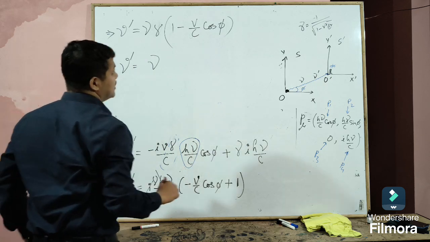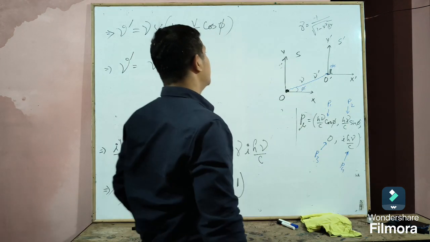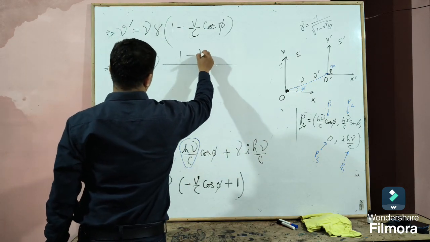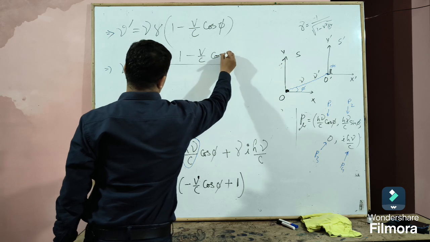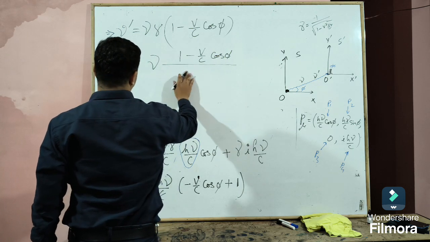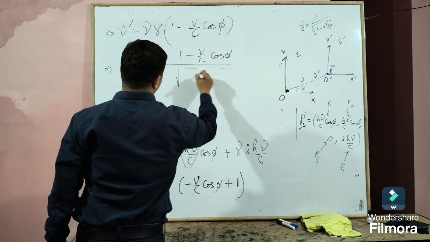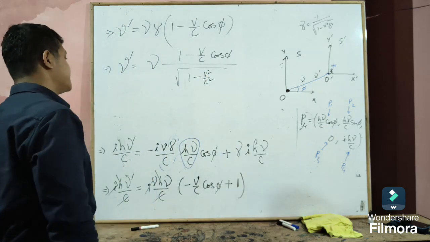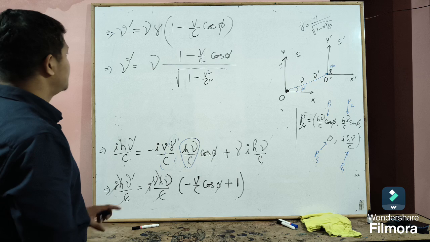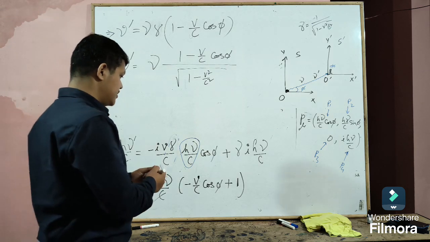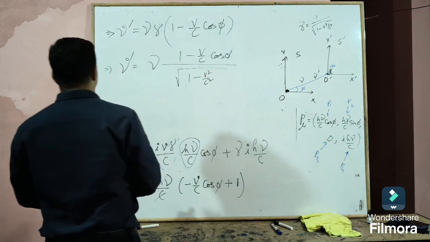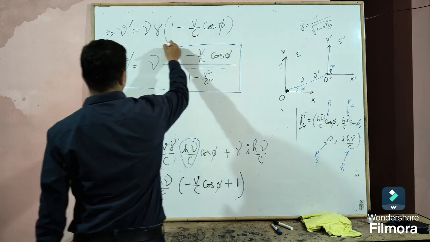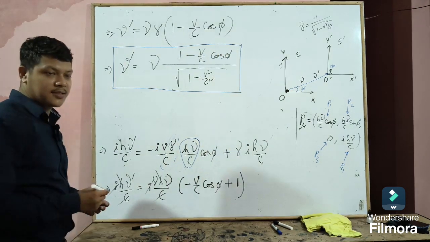I have already told you that gamma is equal to this, where c is the velocity of light, right? So 1 minus v by c cos phi by root over 1 minus v square by c square. Okay, so this is the relativistic Doppler effect.